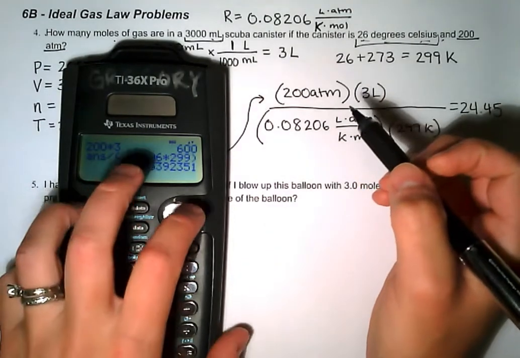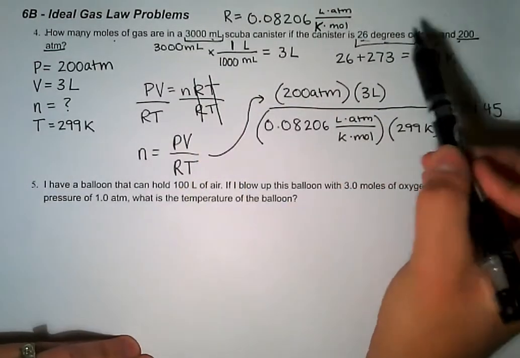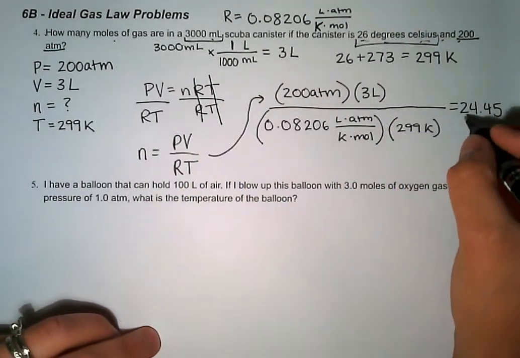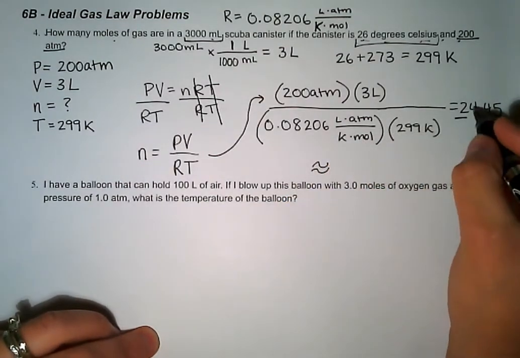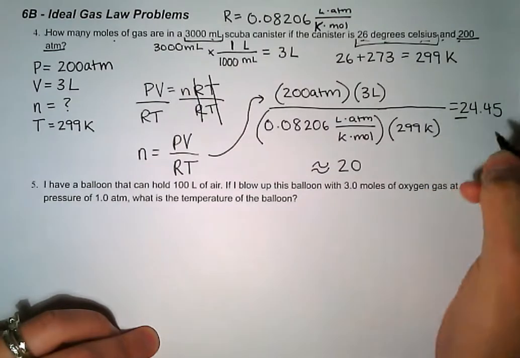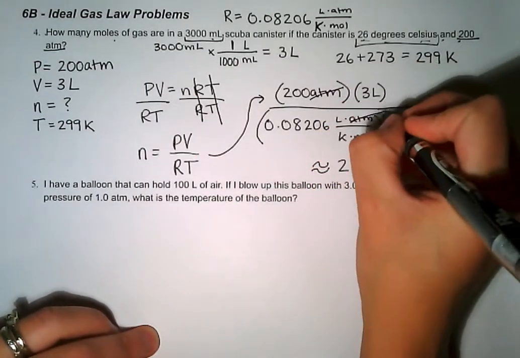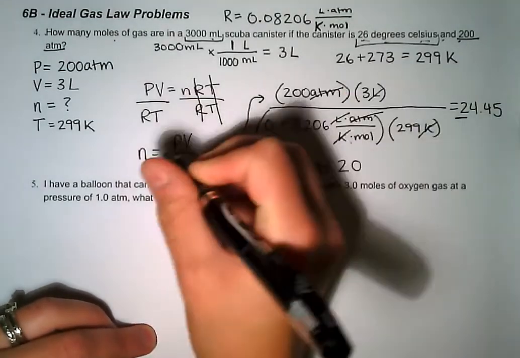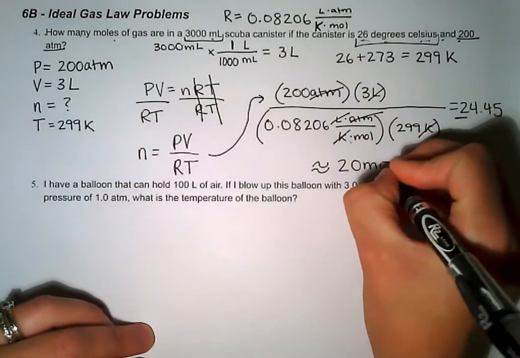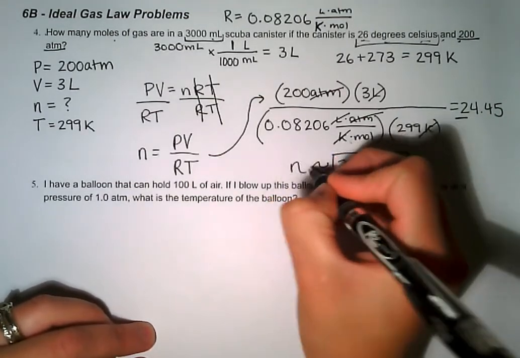And so looking back in our problem for our sig figs, we have 1 sig fig here, 1 here, and 2 here. So we only need 1 sig fig in our answer. We're going to round that value to 20, and then our units, we forgot to look at that. ATMs cancels, liters cancels, Kelvin cancels, so our units are moles, which is indeed what we were looking for. 20 moles is our value of n.